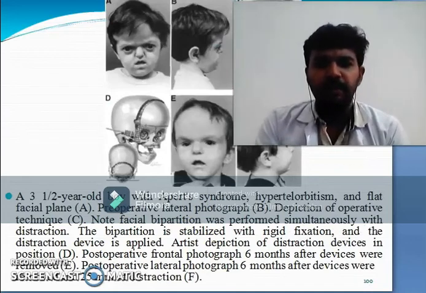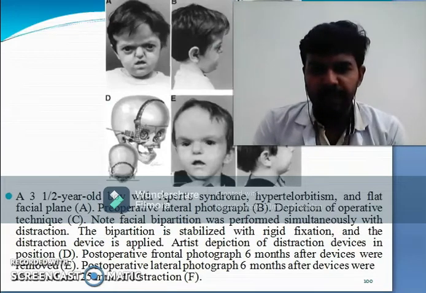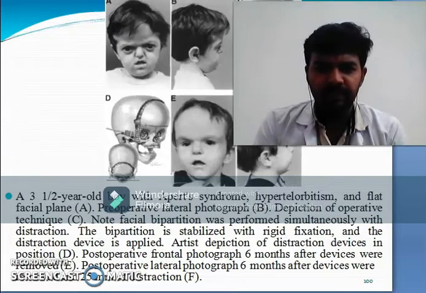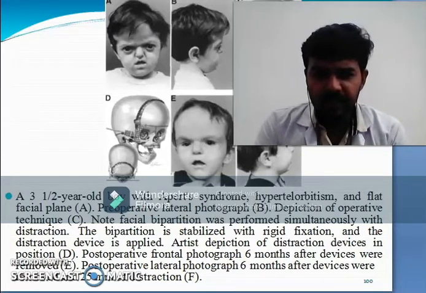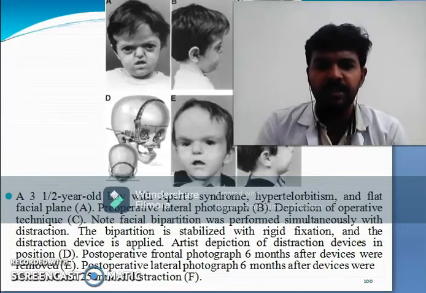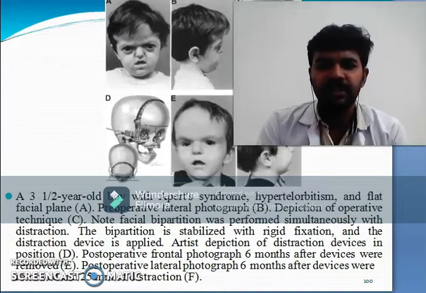This is a 3-year-old baby with Apert syndrome, hypertelorbitism, and a flat facial profile. The preoperative lateral photograph. The depiction of operative technique. Note: the facial bipartition was performed simultaneously with the distraction. Bipartition is stabilized with rigid fixation, and the distraction device is applied. The artist's depiction of the distraction devices as positioned.